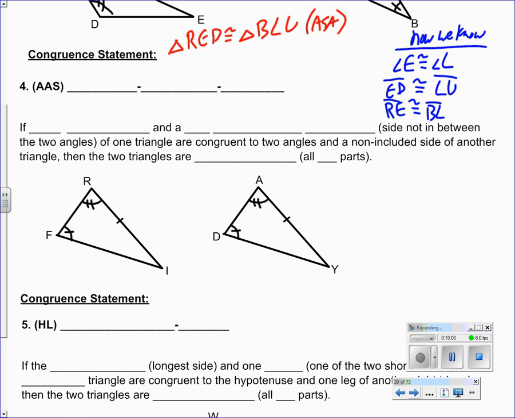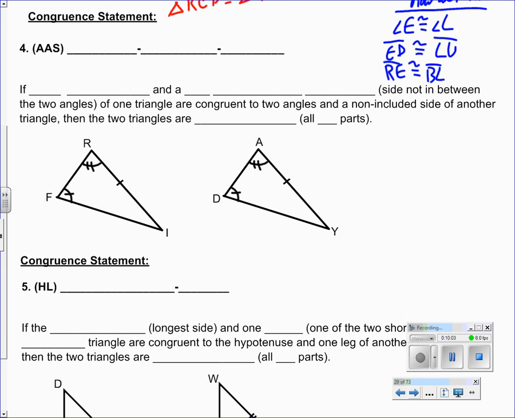So the next one's very similar. Next one's called angle side angle. Or sorry, angle angle side. So this is similar to angle side angle. The only difference is now that side is not in between those two angles. It's not included in between two angles. So we have two angles and a non-included side. Right, so it's not in between the two angles.